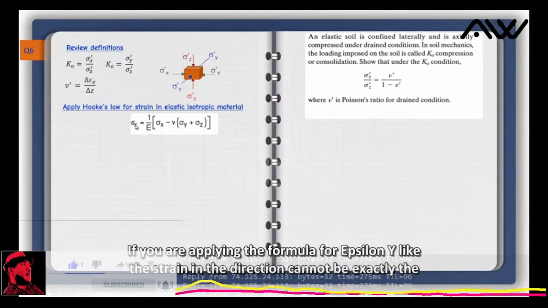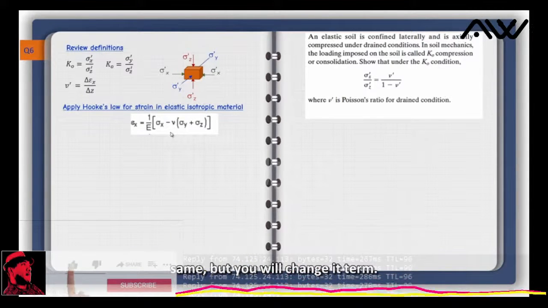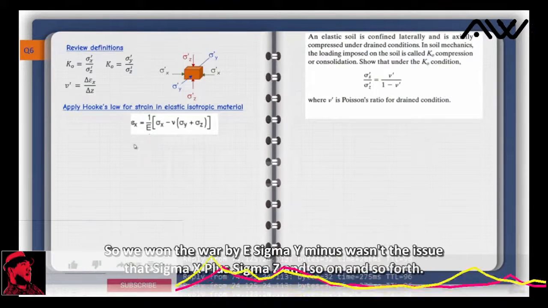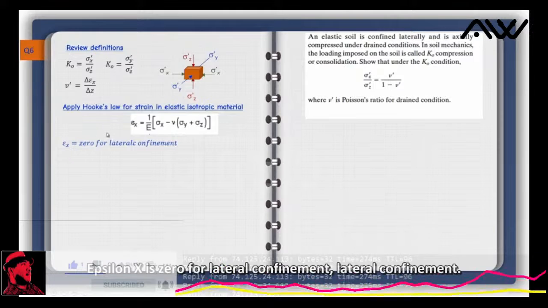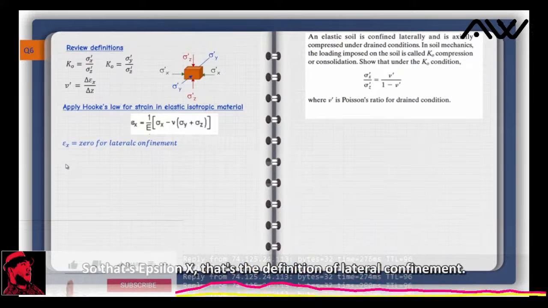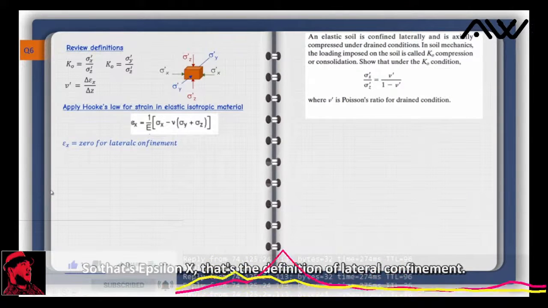If you are applying the formula for epsilon Y, the strain in the Y direction is going to be exactly the same, but you will change this term. So it will be 1 divided by E, sigma Y minus Poisson ratio times sigma X plus sigma Z, and so on and so forth. So let us apply this equation now. Epsilon X is 0 for lateral confinement. That is the definition of lateral confinement.